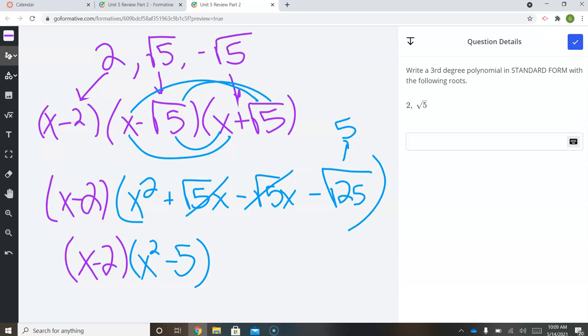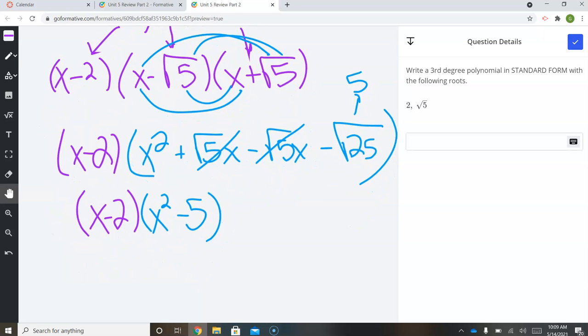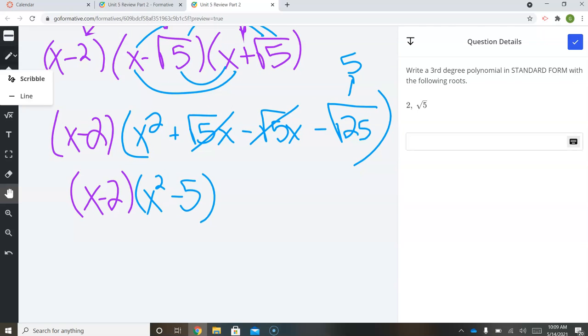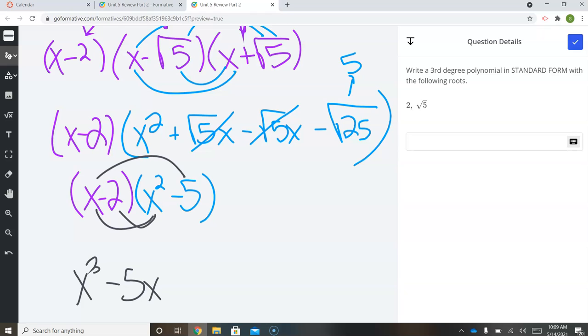Now we have to do one more set of FOIL, but it's not a 3 by 3. It's a nice just 2 by 2 here. We'll do it in this color to get our final answer. First, x times x squared is x cubed. Outers, x times negative 5 is negative 5x. Inner is negative 2x squared. And lasts is positive 10.